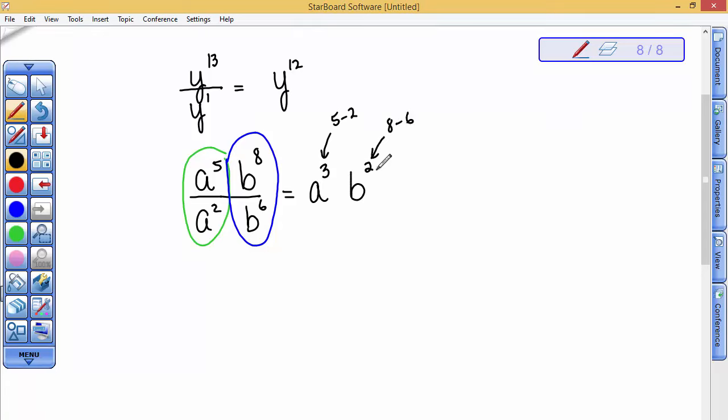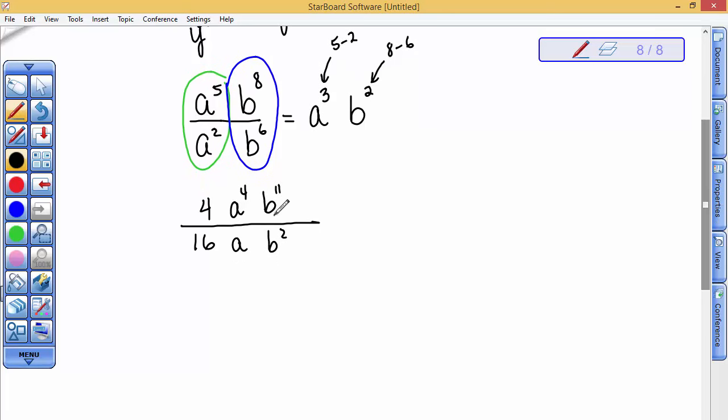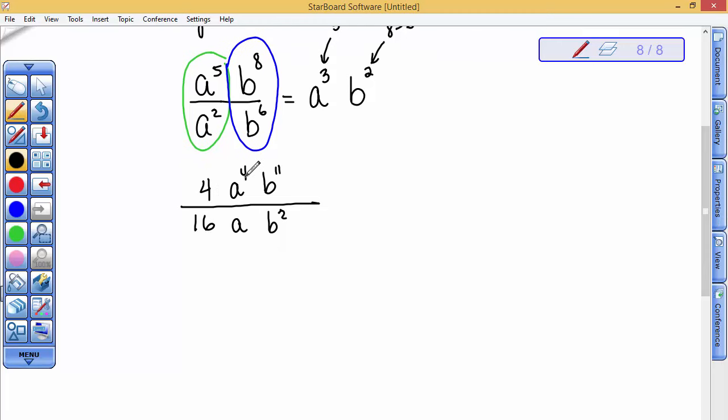Let's do this again, but let's do this with numerical values in the problem. So a 4 and a 16, I'll put an a to the 4th here, an a down here, a b to the 11th here, and a b to the 2nd here. So here's the big reason I'm putting a number in here. You don't take 4 minus 16 and get a negative 12. It's only for the a's and the b's where these bases are alike. You'll take the 4 minus 1 and you'll get a to the 3rd power. And the 11 minus 2, and you'll get b to the 9th power.